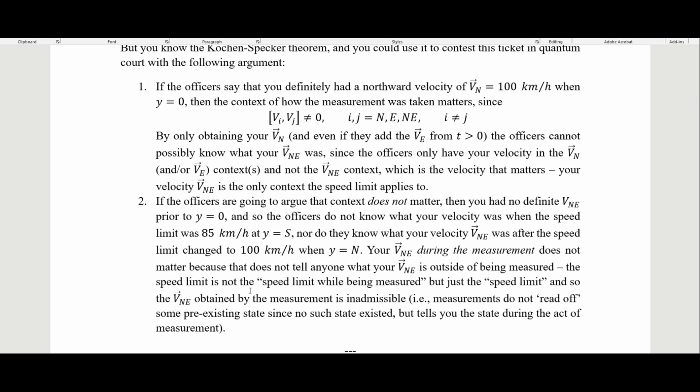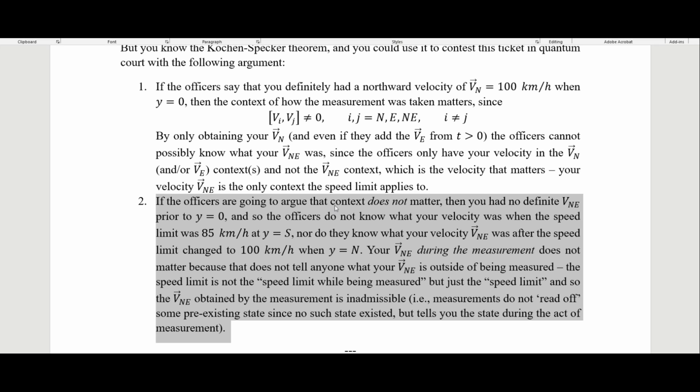So the speed limit is not the speed limit while being measured, but just the speed limit. And so your northeast velocity obtained by the measurement is inadmissible because measurements do not read off some pre-existing state, since no such state existed, but tells you the state during the act of measurement. And so we'd see that this second one here is essentially saying that there are no hidden variables.